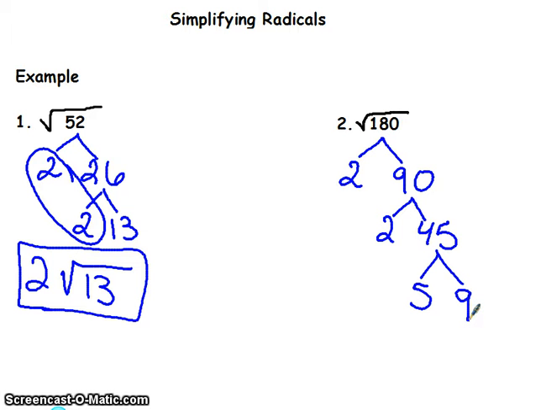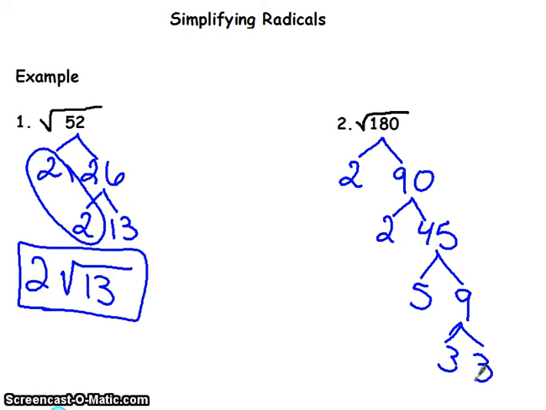Now, is 9 a prime number? Well, no, it's not. So I'm trying to think, what prime number can I multiply to get 9? Well, I know 3 will go into 9. So I've got 3 times 3. Now I have all prime numbers.